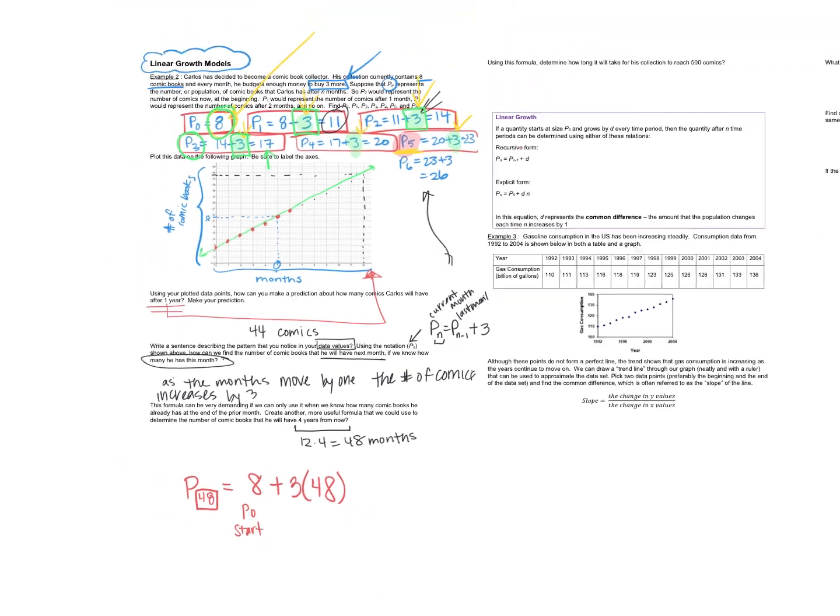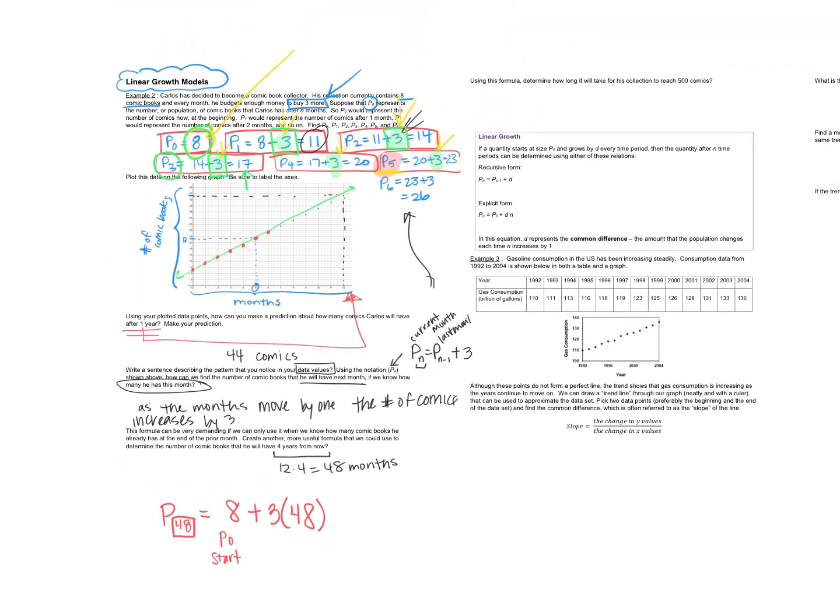So if we want to talk about a more general formula, we could say that Pn would be equal to our first starter value, so that was how many comics he had to begin with, and then add to that a whole bunch of 3s, and that, remember, corresponded with what month we were on. So there's a little bit more of a general formula.